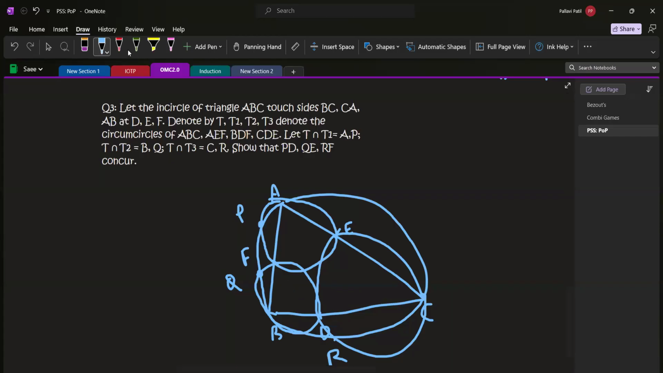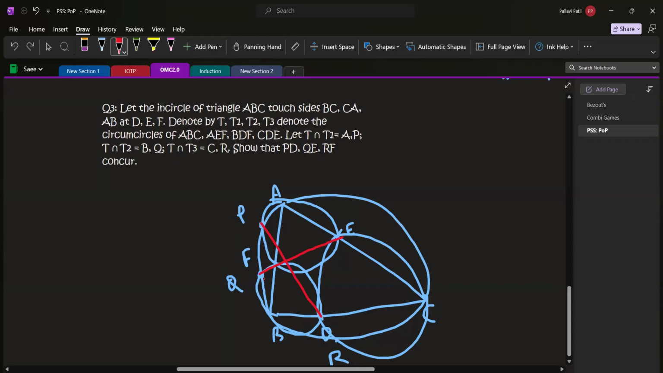I really hope it works out in my diagram. Okay. PD, QE, and, hang on, we can still make this one.